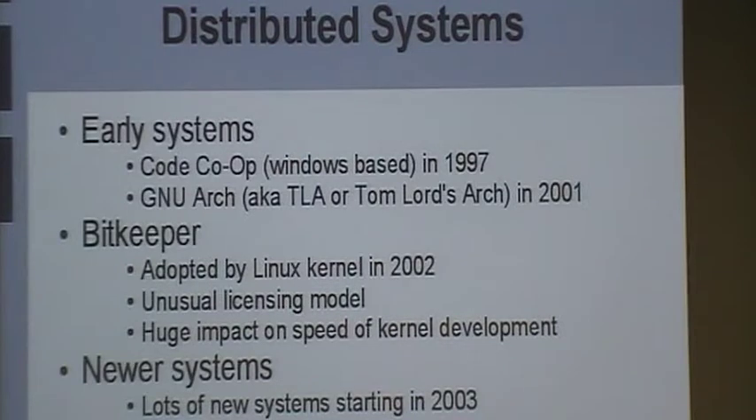BitKeeper had demonstrated to the world how good distributed source code management systems could be, and so of course everyone then said, I'm going to write one. And so a whole lot of people around that time, around 2002, 2003, decided to write new distributed source code management systems. And a whole bunch of really good ones came out. We've got Bazaar, Darcs, Mercurial, Git, Monotone.